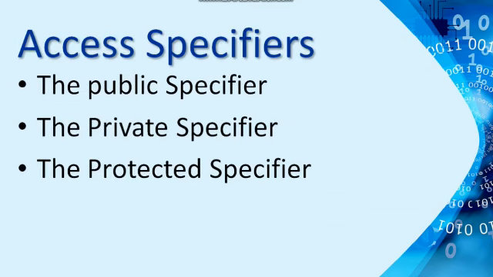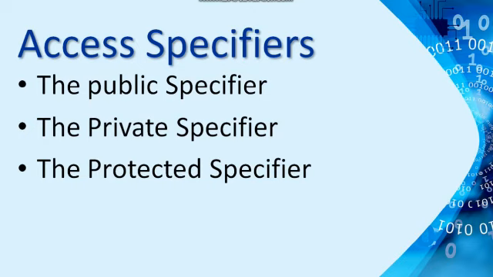Next one is the access specifier. In Java, encapsulation is achieved via access specifiers. The property which controls the accessibility of member variables and member methods is known as access specifiers. There are three types of access specifiers in Java. They are public, private and protected specifiers. Let us learn about these in detail.